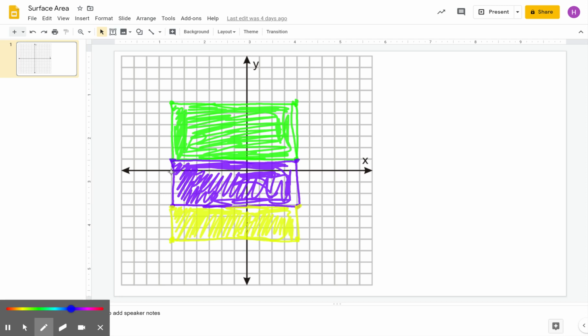Negative 6, negative 3, negative 9, negative 3, and negative 6, positive 1. Oh boy, this is different, isn't it?